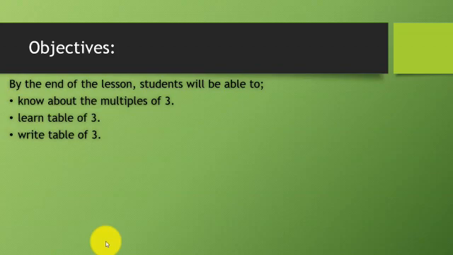Here are some objectives of the lesson. By the end of the lesson, students will be able to: number 1, know about the multiples of 3; number 2, learn table of 3; and number 3, write table of 3.